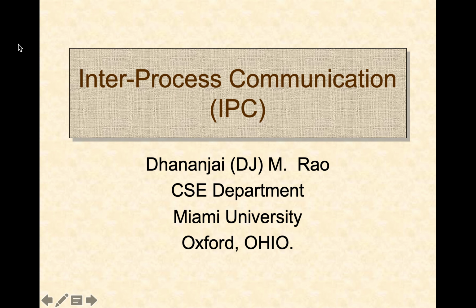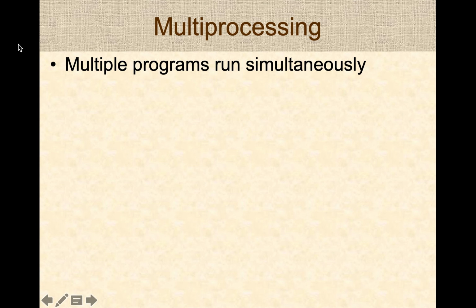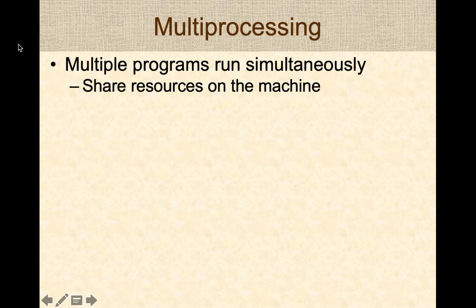This presentation covers the basics of interprocess communication and introduces pipes for interprocess communication. In multiprocessing operating systems, multiple programs run simultaneously by sharing resources on the machine.